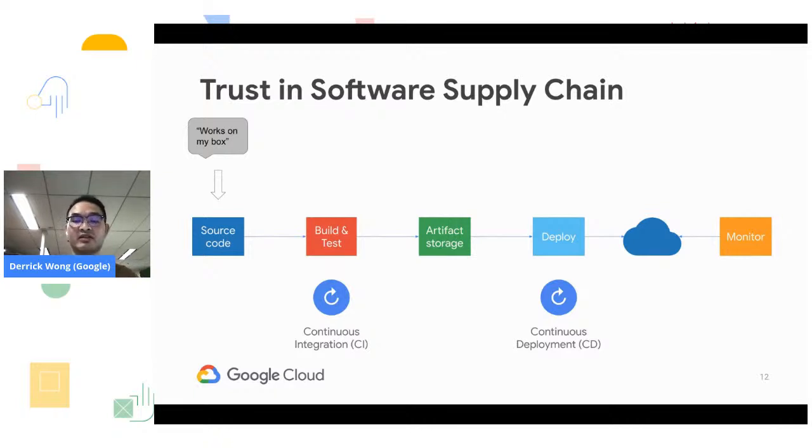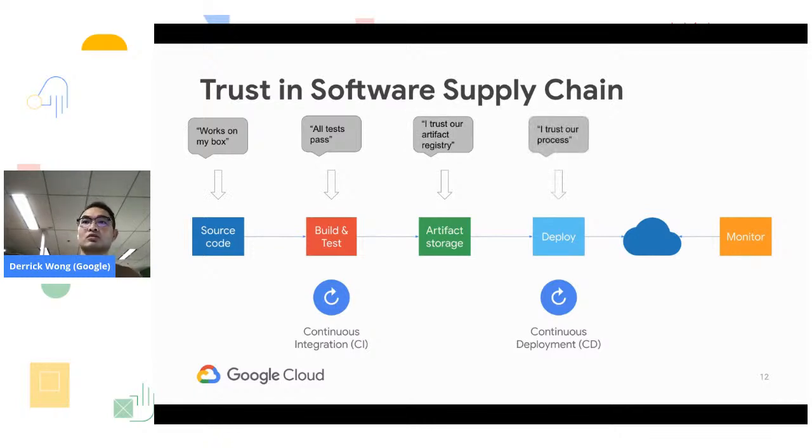And then trigger the CI/CD pipeline. And then after the build and test, the CI pipeline, right? After all the tests pass, you trust that the quality is good. And then you trust your artifact registry. You trust your process to deploy your application to a cloud environment, etc. All these trusts, they are implicit trust.